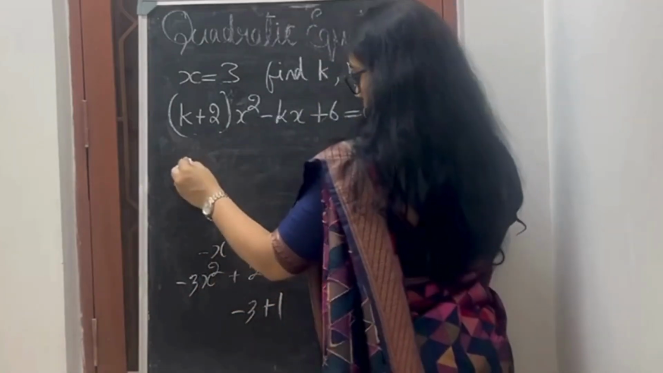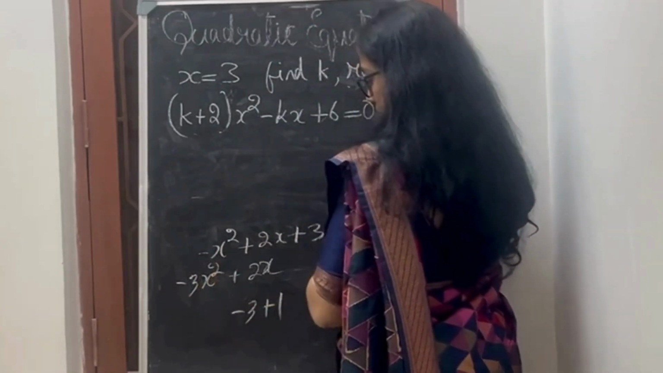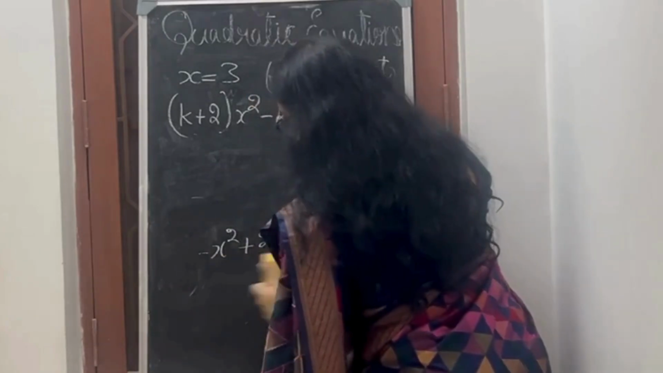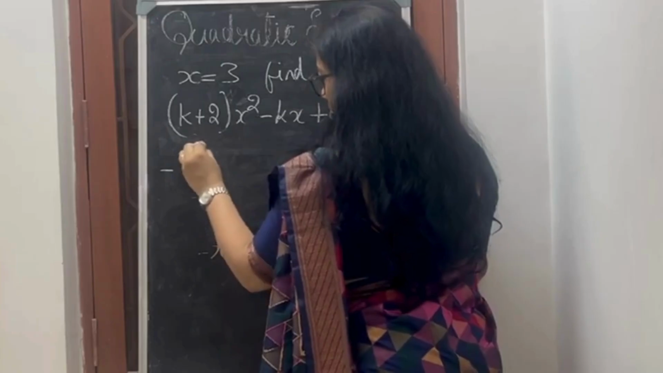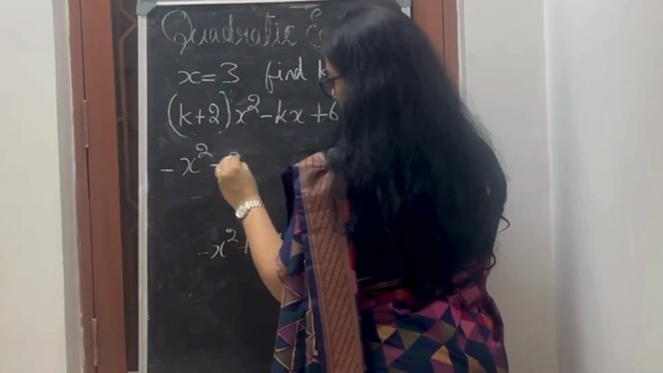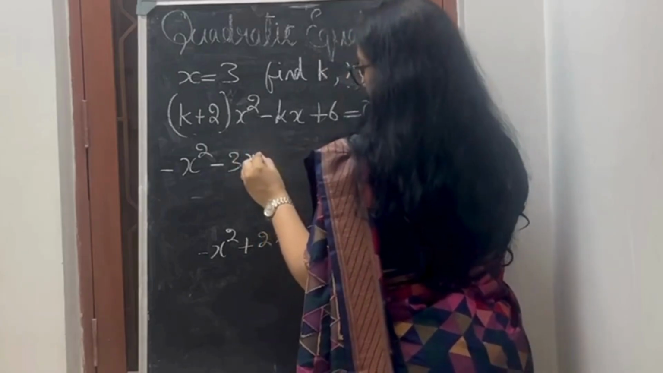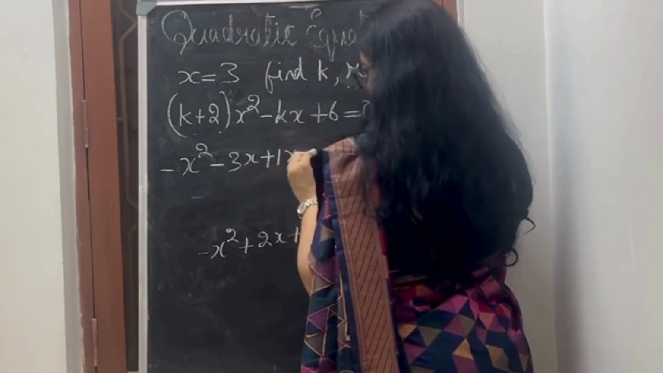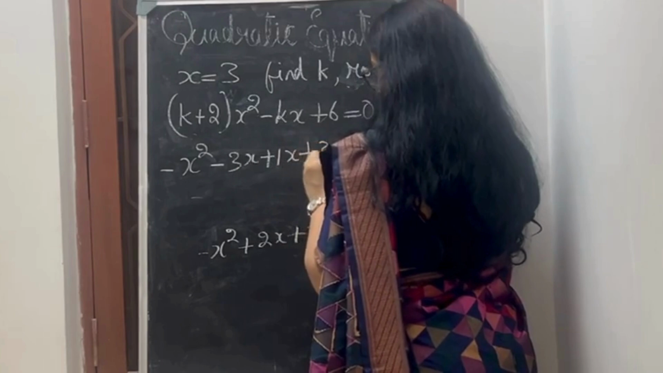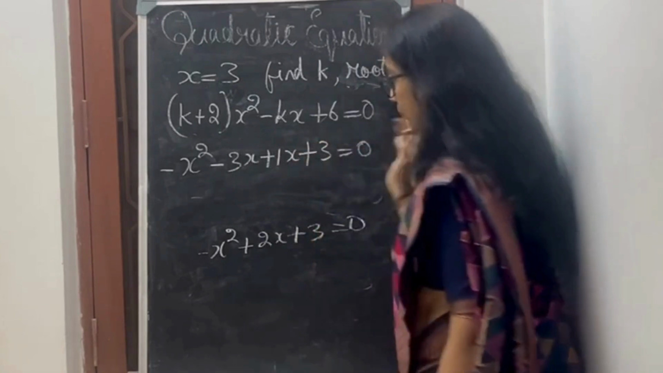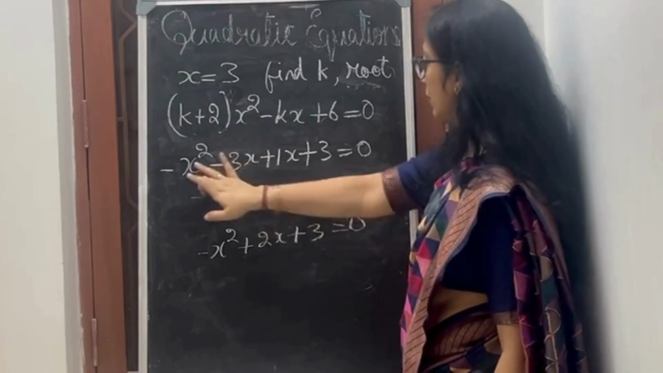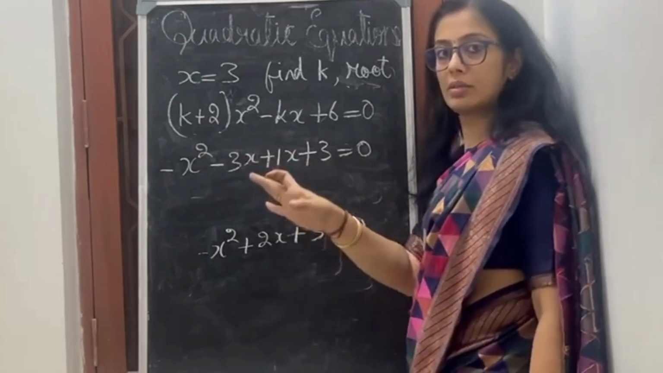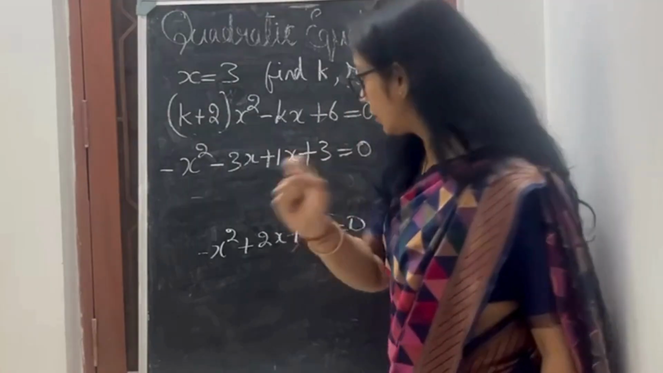Okay. So my equation will be now, for this equation I have to do, right? So I'll write minus x square minus 3x plus 1x plus 3 equals 0. This will give me plus 2x, and if I multiply them, I get minus 3x square. This is how I understand which factorized number I should take.